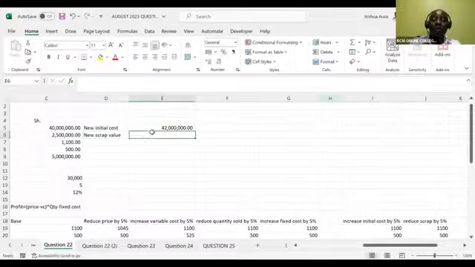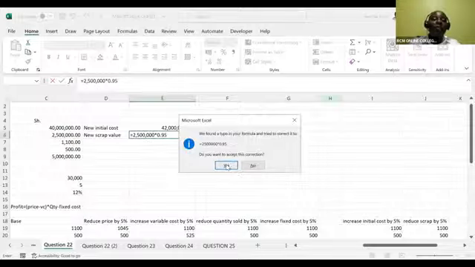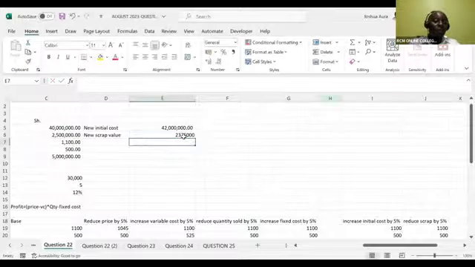So I will take the old scrap value, but remember scrap value is a benefit to us. So I need to reduce this by multiplying by what when it's adversely affected, it is reduced. So multiply this by 0.95 like that. You're able to get that figure, and this figure is very important to us. We shall use it.